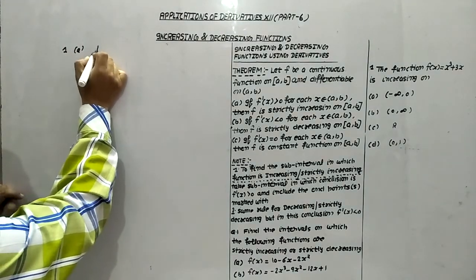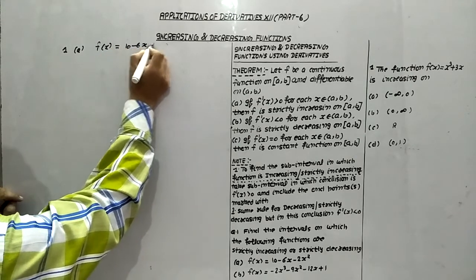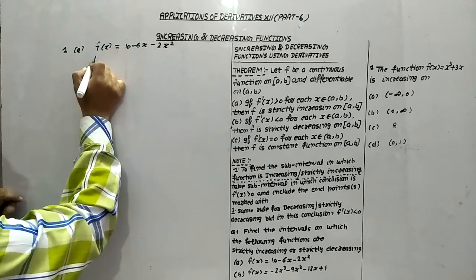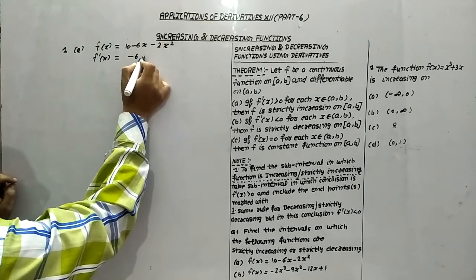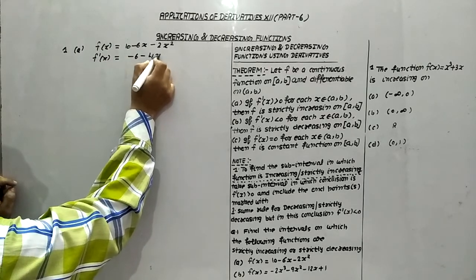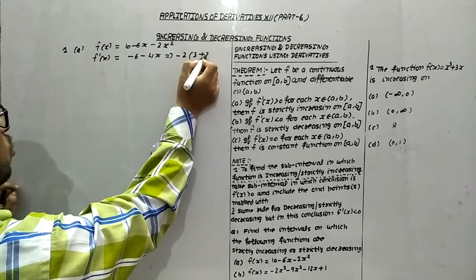In this part a, we have f(x) = 10 - 6x - 2x². First of all, we will find out f'(x). Now look at this thing, f'(x) = -6 - 4x. It means taking -2 common, it is -2(3 + 2x).